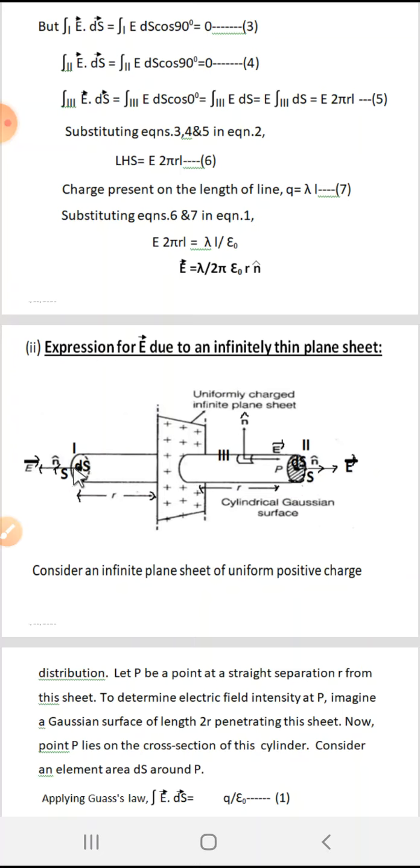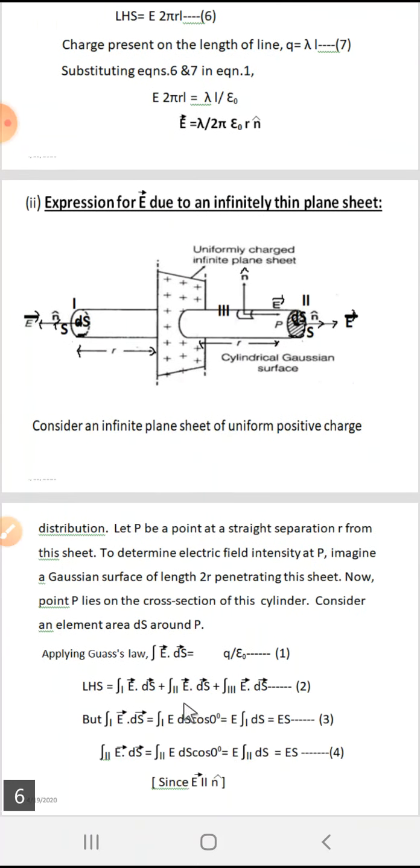Here you can see one cross section, that is the first surface, and the curved surface area I took as the third surface. Now this Gaussian cylinder is our imaginary cylinder. When you draw the figure, you draw the cylinder by a dotted line. Then applying Gauss's law. What is our Gauss's law?